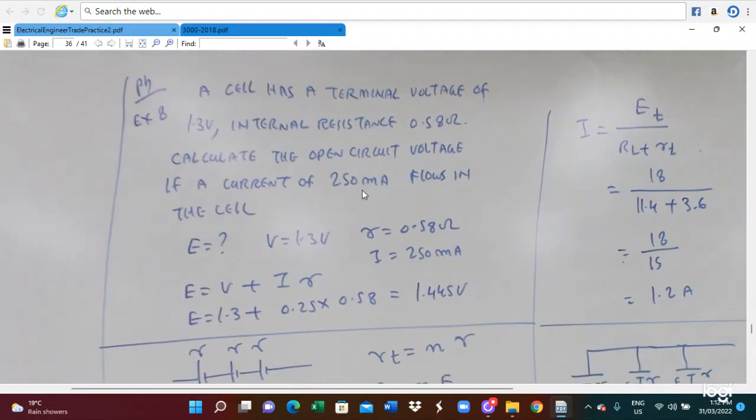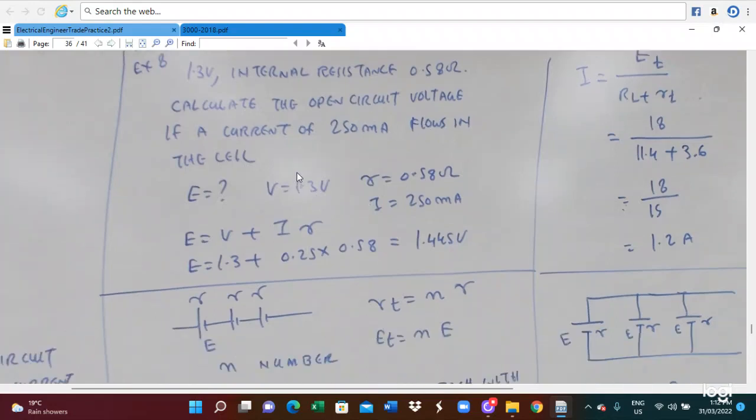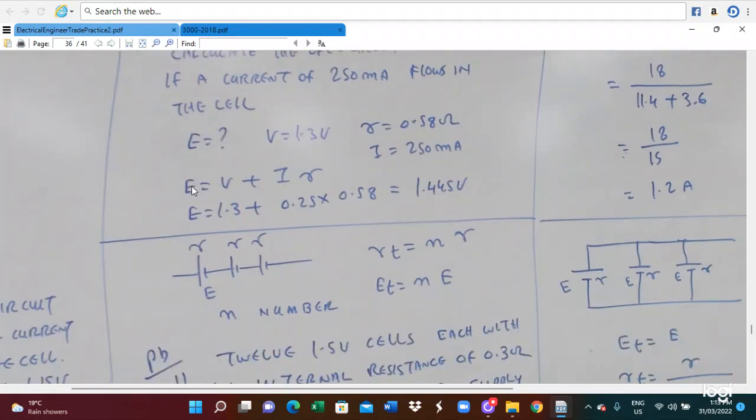The next is that a cell has a terminal voltage of 1.3 volt and internal resistance of 0.58 ohm. We need to calculate the open circuit voltage if a current of 250 milliampere flows in the cell. So in this case, we have to find the E. V is 1.3, r is 0.58, and I is 250 milliampere. So E equals V plus Ir. So V is 1.3, I is 0.25, r is 0.58. So you get the E value in volts.